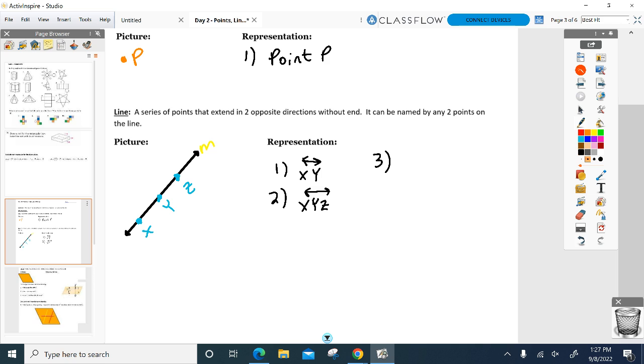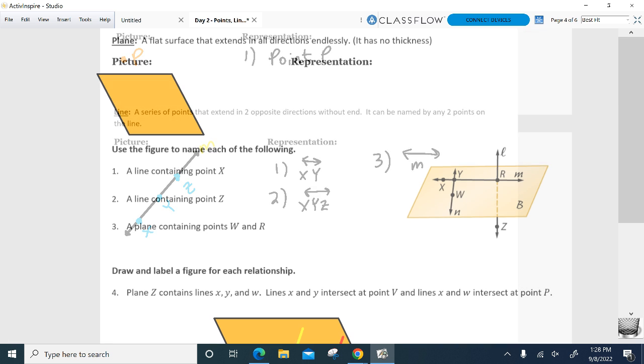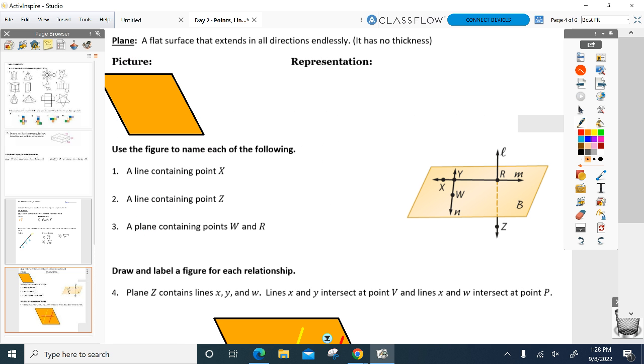Also, because I put it here, you can also name this line M. It's not a point, so I don't need 2 of them. Line M. But you got to have 2. Okay? Got to have 2 for a line. And the arrows must be on there. Any issues? Point, line, all good? Next one.